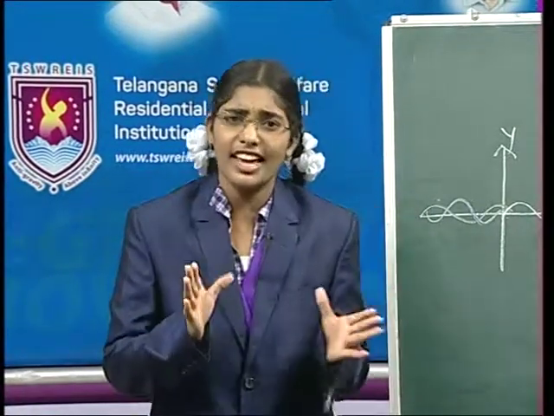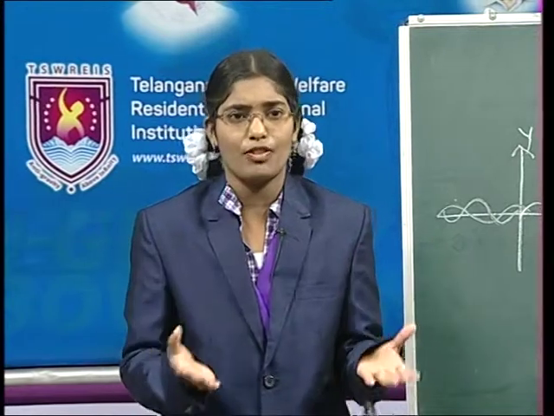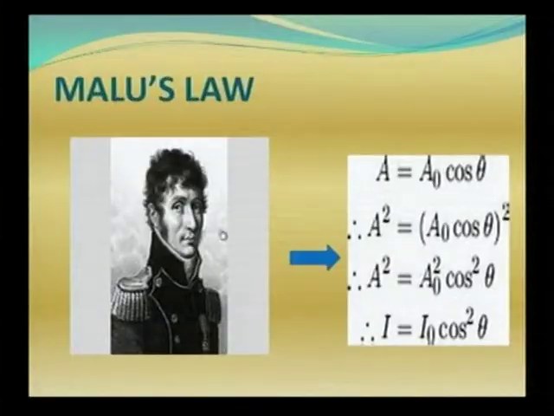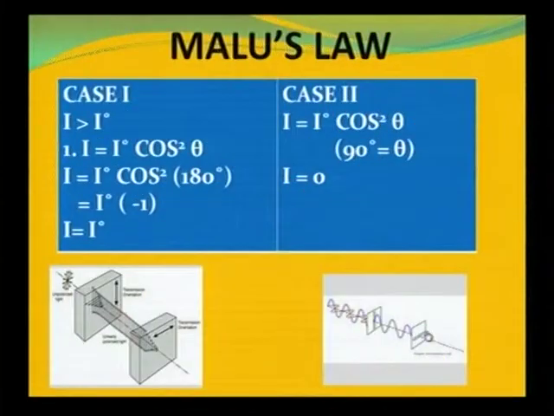Then think, if we place more than one Polaroid, what happens? So here is a slide. See, the scientist is Malus. He has given an equation if more than 2 Polaroids have been placed: I equals I naught cos square theta. Here, see Sweros, there are 2 slides here.